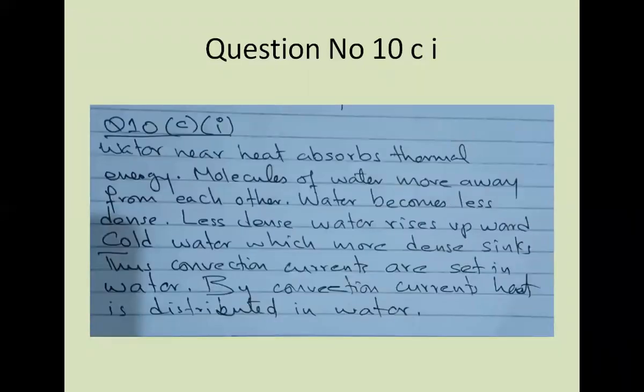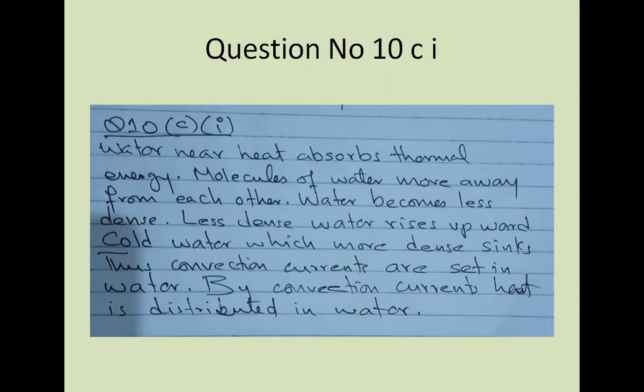Water near the heater absorbs thermal energy. Molecules of water move away from each other. Water becomes less dense. Less dense water rises upward. Cold water, which is more dense, sinks. Thus, convection currents are set up in the water. By convection currents, heat is distributed throughout the water.